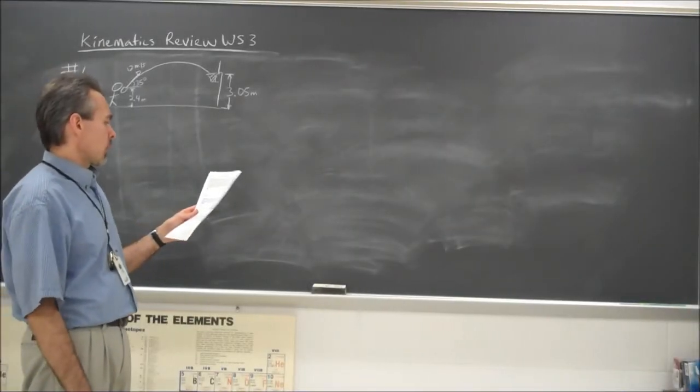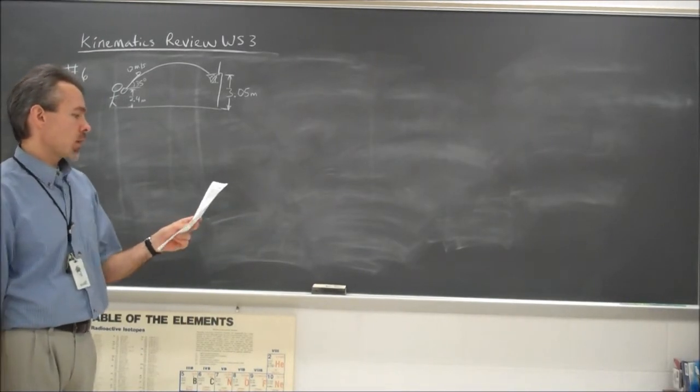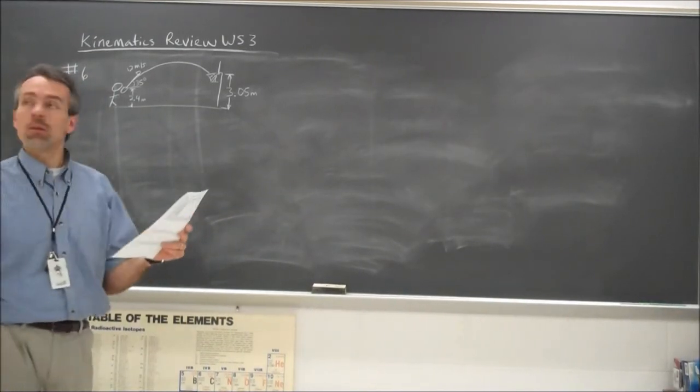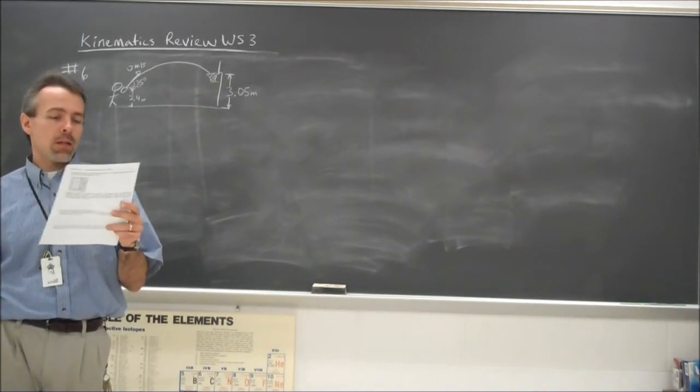Okay, problem number 6. A basketball is shot from an initial height of 2.4 meters with an initial velocity v naught of 12 meters per second, directed at an angle of 35 degrees above the horizontal. Part A, how far from the basket was the player if he made a basket?